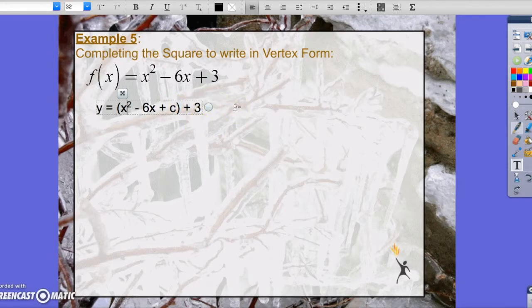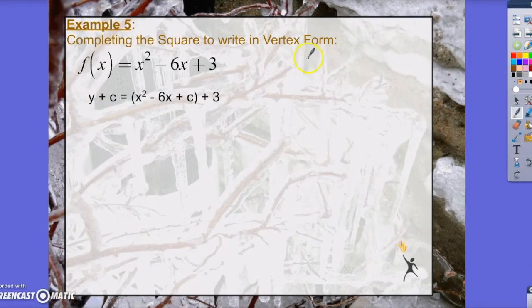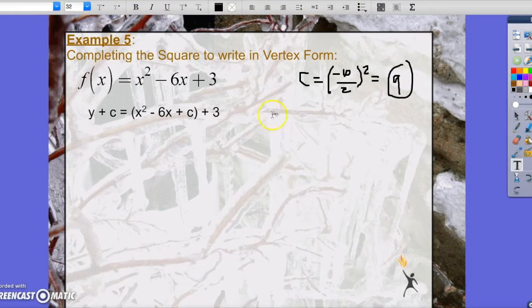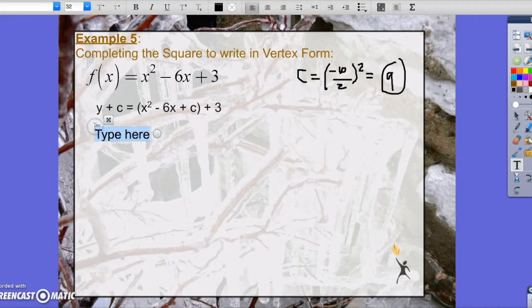But I added a c here, right? Don't forget that whatever you do to one side still applies. You have to do it to the other side. All right? So then we're going to find c. I'll do it over here because it's just x squared. I don't have to divide by anything. My b is negative 6. That's coming from inside the parenthesis here. Divided by 2 squared. Negative 3 quantity squared, which is 9. Wherever I have the 9, I have to plug it back in.